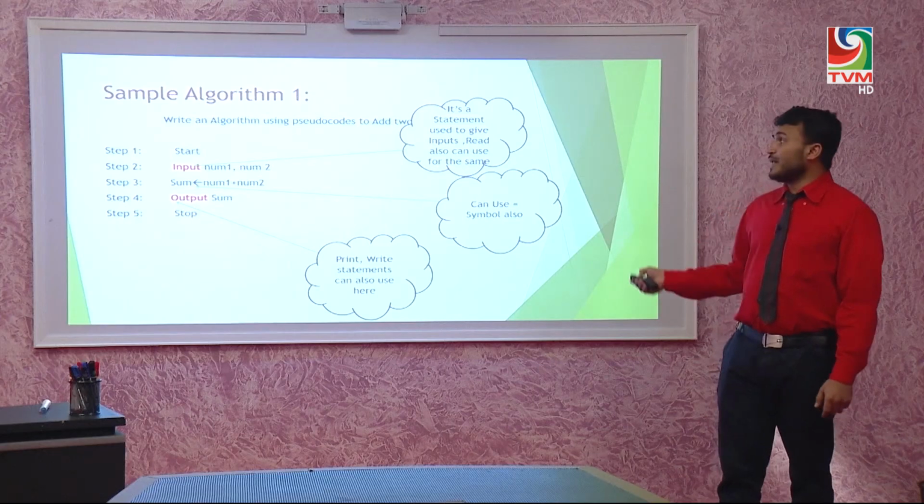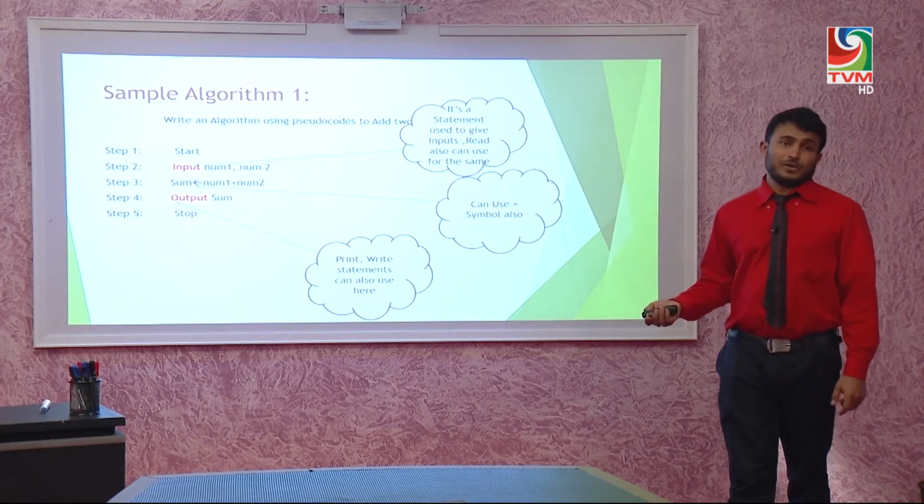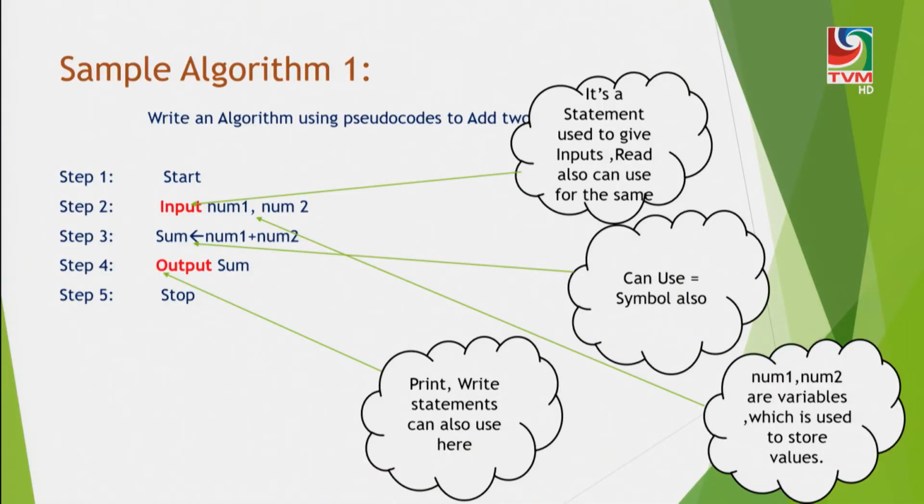This is a very simple example of an algorithm. I already explained to you that num1 and num2 are the variables used in this algorithm. In the O-level exam, they will ask what are the variables used in this algorithm. So you can just answer that num1 and num2 are the variables used in this algorithm. Input and output are the different statements used in this algorithm.